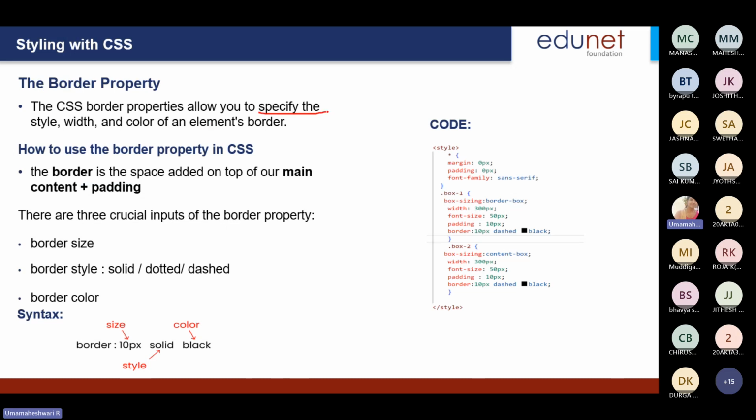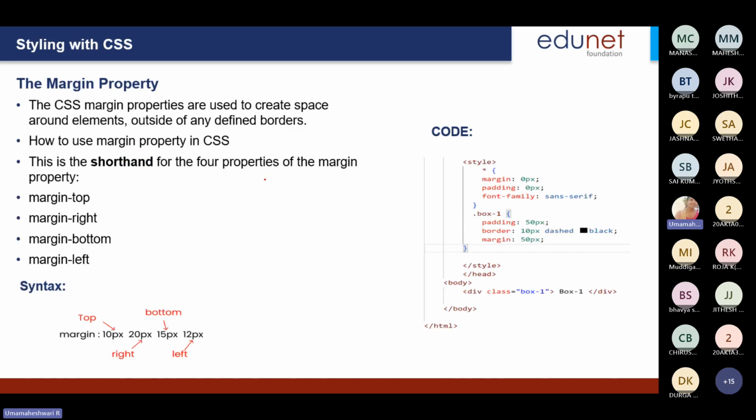And what is the border property? The border property will specify the style, the width and the color of an element's border. So this is the style, this is the width, and this is the color. These are the three things you need to mention if you are going to give the property called border. Clear? So the border is a space added on top of our main content plus padding. We'll see an example, but just explore what it is.